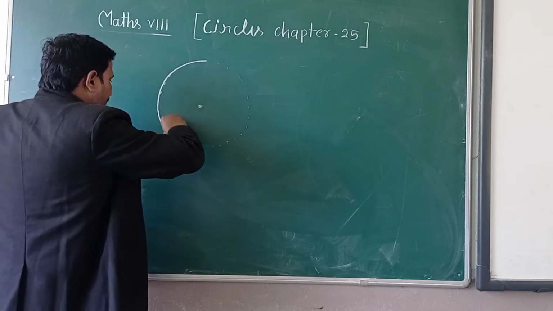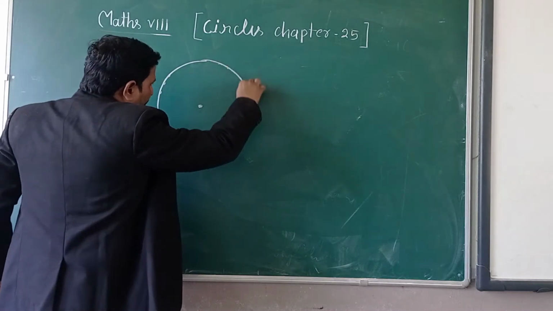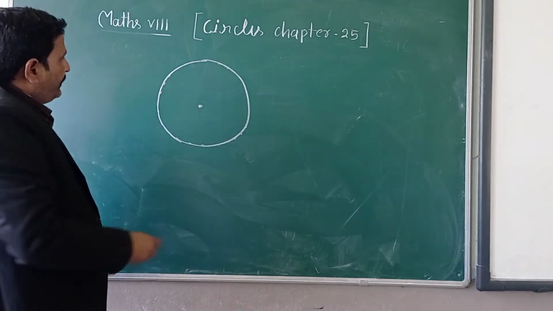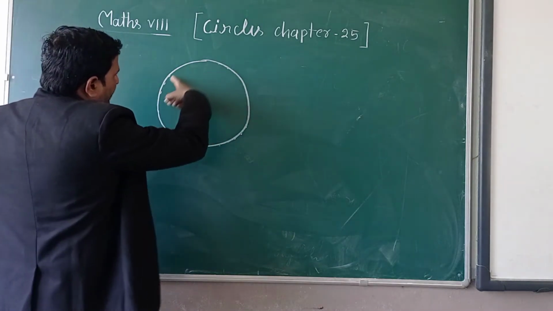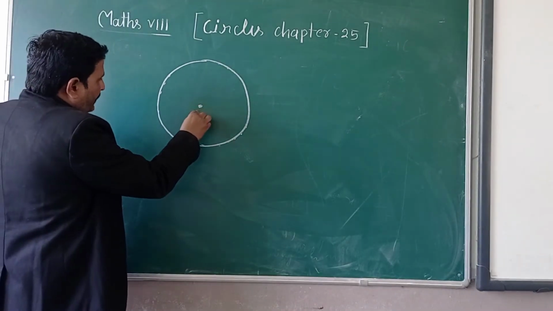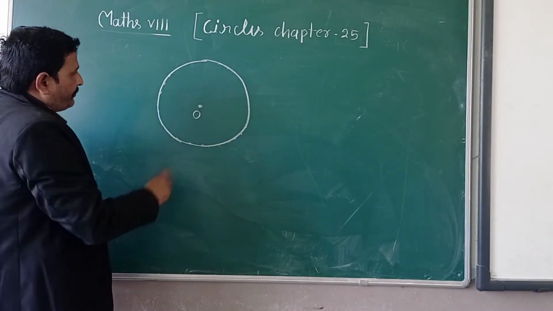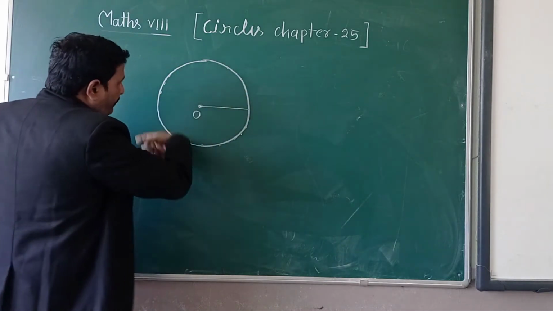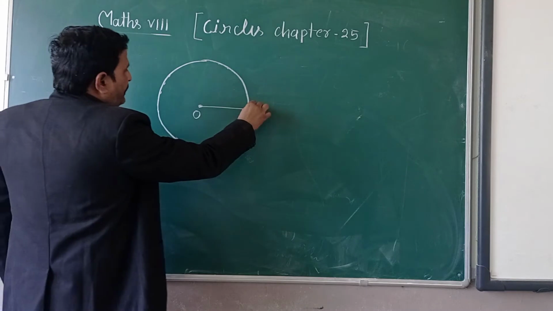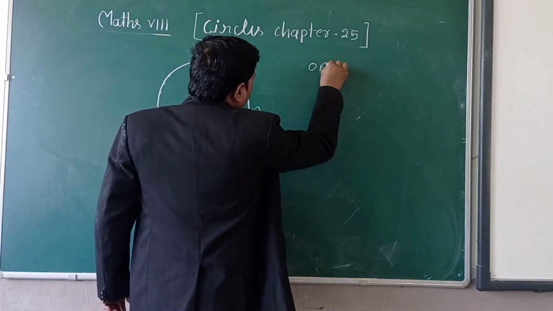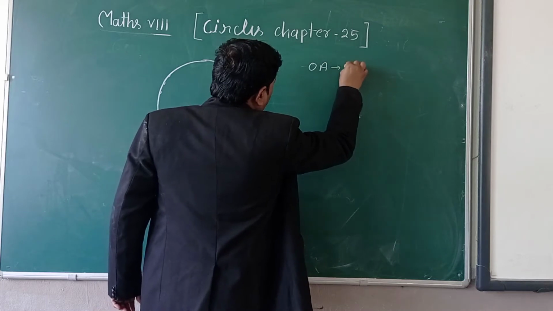Now in a circle, the boundary of the circle is known as circumference. This O, suppose this is the center of the circle. Any line joining the center of the circle to any point of the circumference, that line is called the radius of the circle. Radius.